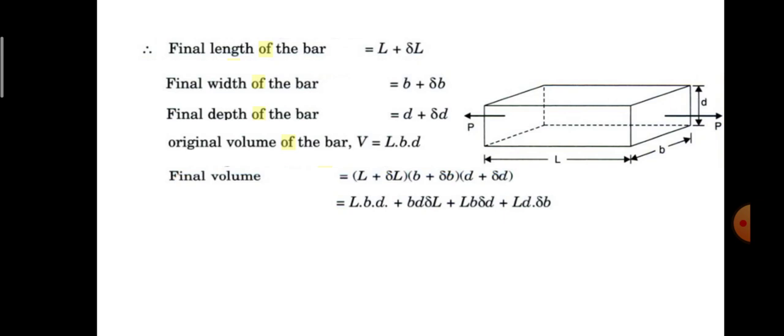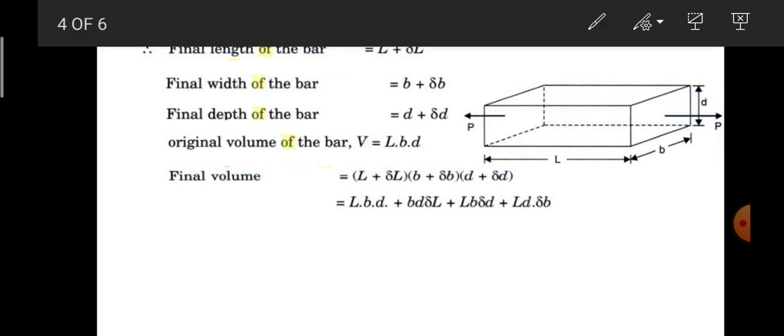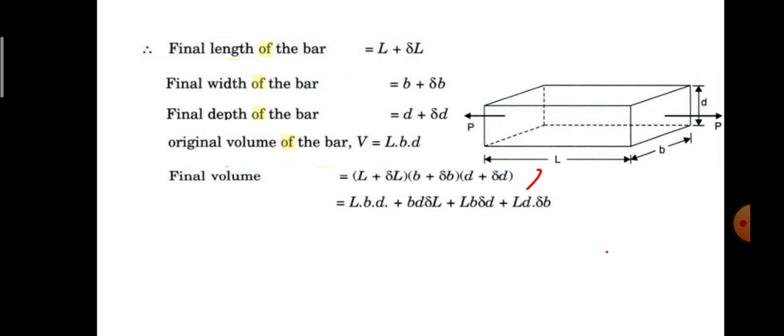So in order to determine the final volume of the bar, it is the product of the final length, width and depth, that is nothing but L plus delta L into B plus delta B into D plus delta D. So here if I just take the product of this and neglect all the smaller terms, I will get the resultant equation as LBD plus BD times delta L plus LB times delta D plus LD times delta B. So this is the overall final volume of the bar after the application of loading.